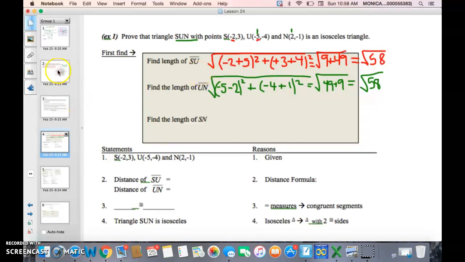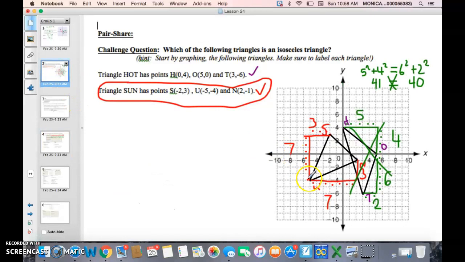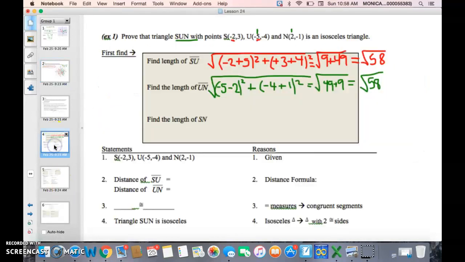And you can see that that's where the 7 and the 3 came from. 7 squared is 49, 3 squared is 9. You add that together, you get 58.